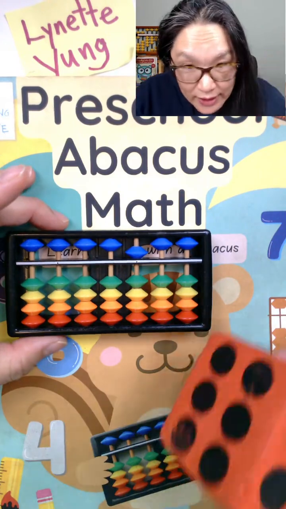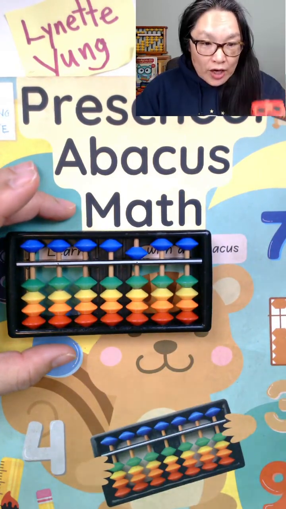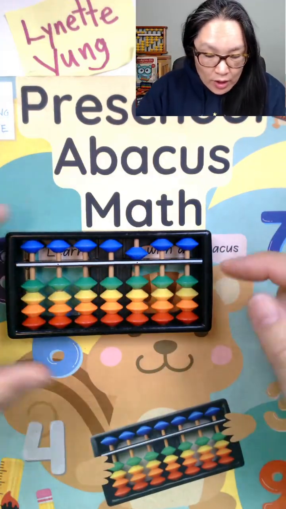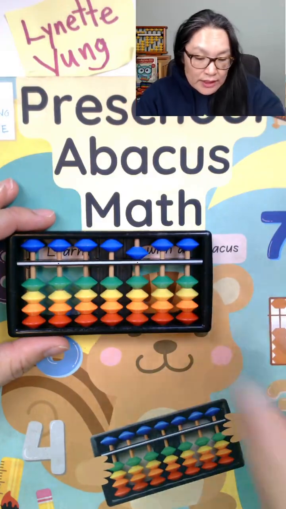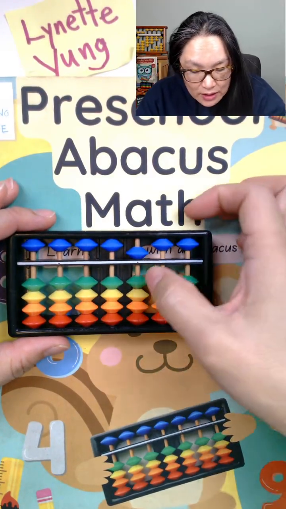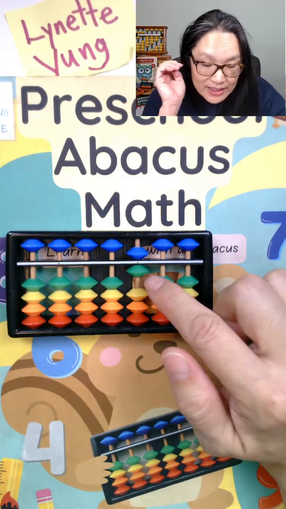Once we learn how to read the abacus, we can actually do adding, subtraction, multiplication, division. So here is my top bead. This top bead is a value of 5. That's all we really need to know. So then what do we do for 6? Well, 6 will be the bottom bead. The 6 is the bottom bead.